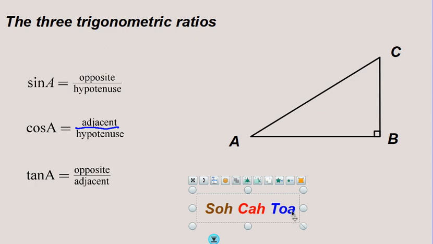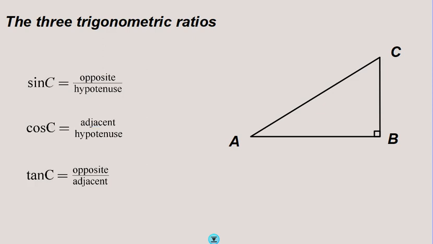Now consider this same triangle, but when you're considering angle C, sine C is the opposite, which is AB in this case, divided by the hypotenuse. And cosine C is the adjacent, which is BC, divided by the hypotenuse, and tan C is the opposite divided by the adjacent. So obviously sine A and sine C are not equal if the angles are not equal.